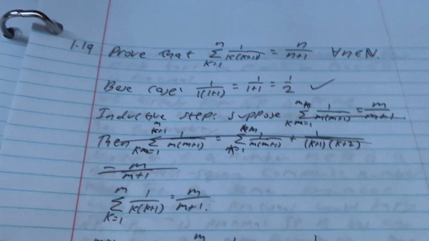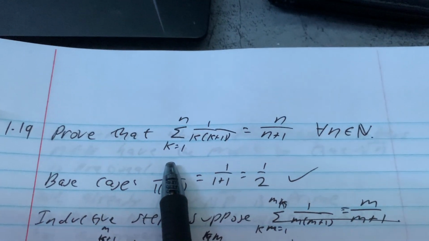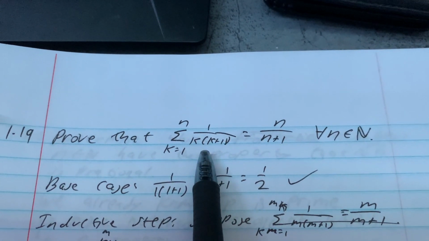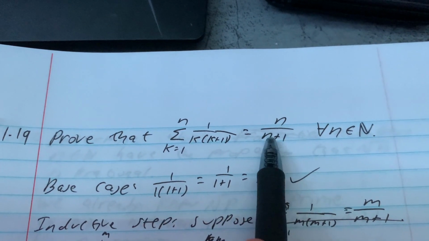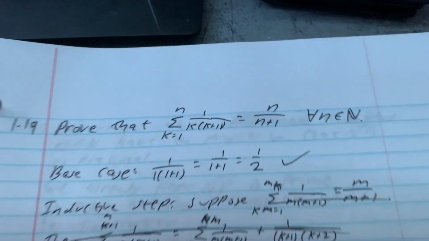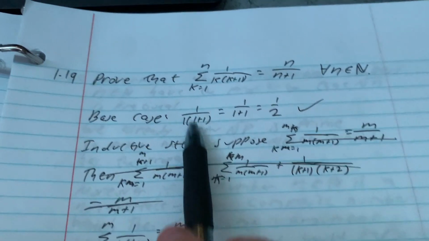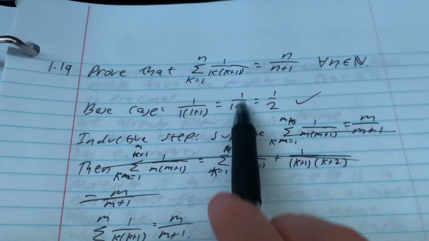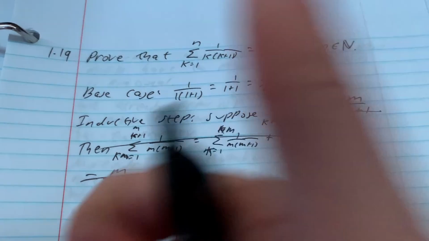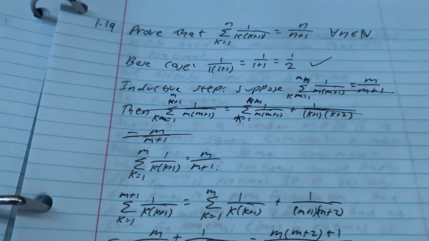1.19. Prove that the sum from k equals 1 to n of 1 over k times k plus 1 is n over n plus 1 for all n in the natural numbers. Okay, go ahead and prove the base case. For n equals 1, 1 over 1 times 1 plus 1 is 1 over 1 plus 1, which is a half. Good. Base case done.